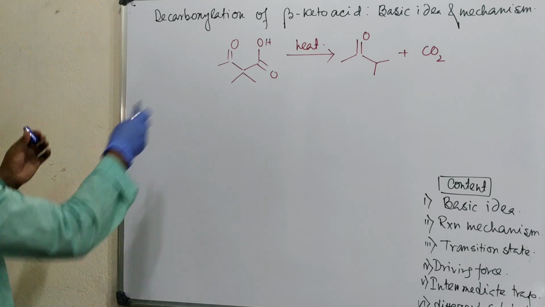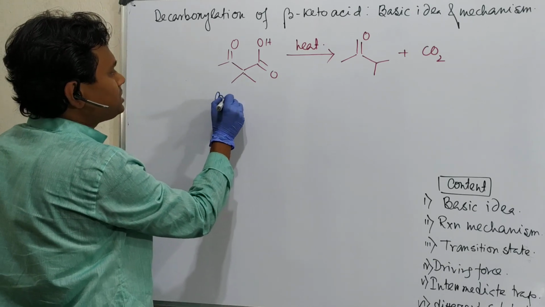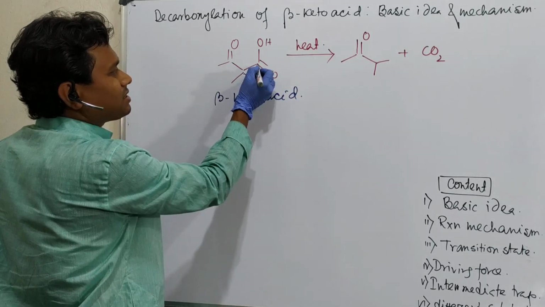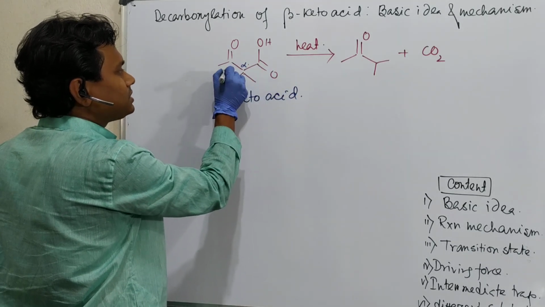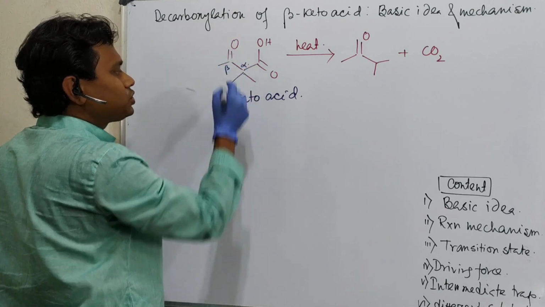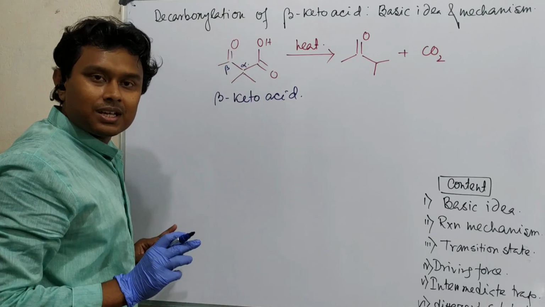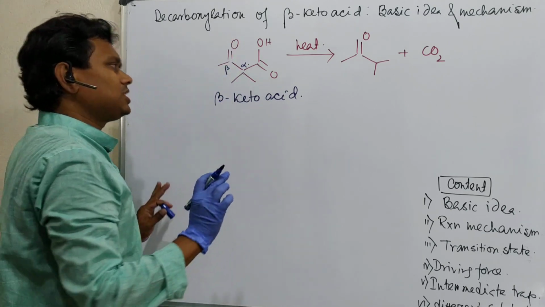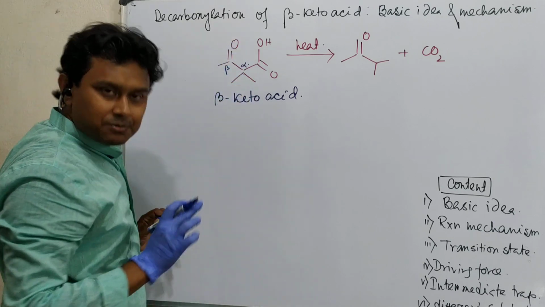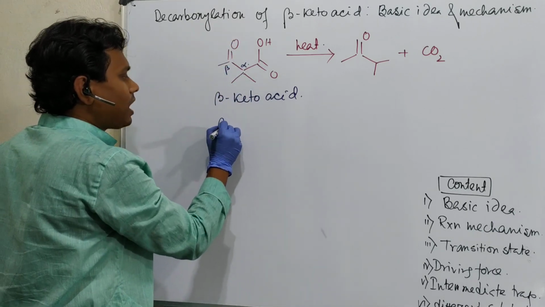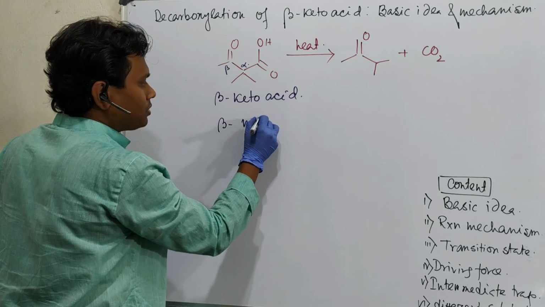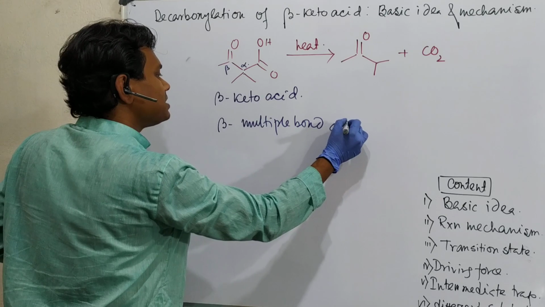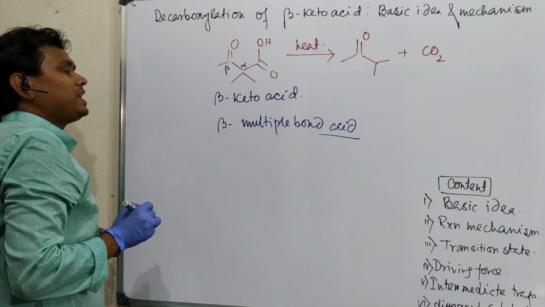So this is actually named as beta-keto acid. Why? See, this is the carboxylic acid. This is the alpha carbon. This is the beta. In the beta position, keto is there. That's why this is called beta-keto acid. Not only keto, there could be a double bond, alkene or nitrile. Those mean beta multiple bond acid. They undergo decarboxylation very easily.